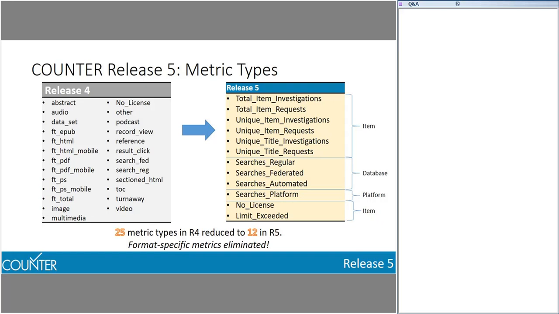On the right, you see we've changed it up quite a bit. On a terminology perspective, we moved away from the full text name, mainly because when you start looking at scholarly content today, it might be video, it might be audio, it might be full text, and so forth, images. So the notion of calling things full text was no longer suitable. So we looked more at this idea of investigations and requests. We'll talk more about those in a minute. But you see there's now 12 metric types. And let's dig in a little deeper to those.